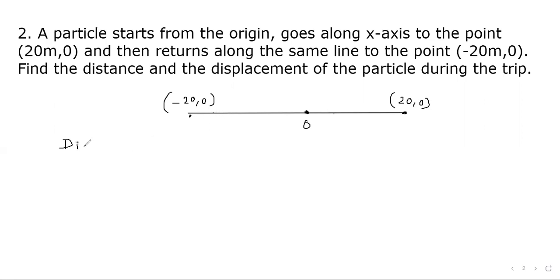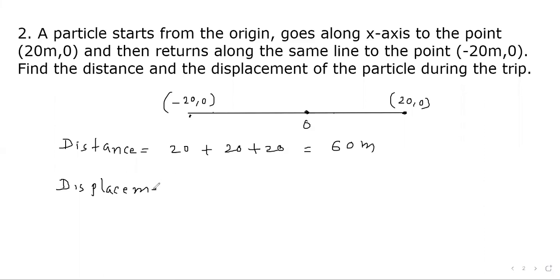So distance equals 20 plus 20 plus 20. That will be equal to 60 meters. And displacement will be the difference of the final position and initial position. It's 20 meters, we can say in the negative x-axis or negative direction.